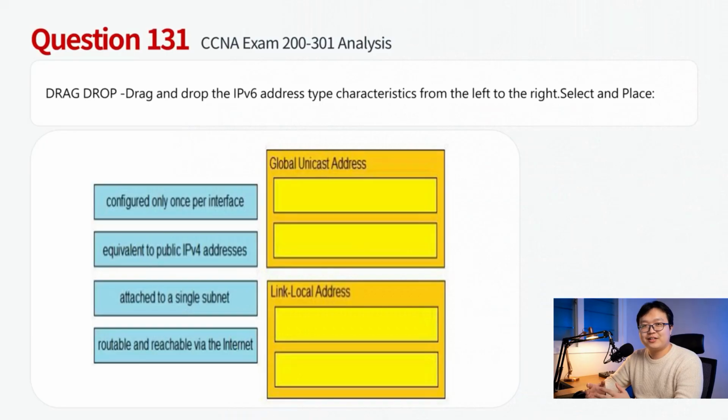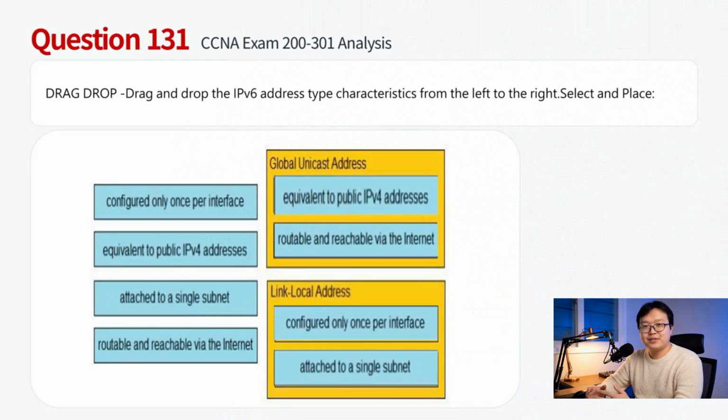Global unicast addresses are the IPv6 equivalent of public IPv4 addresses, as they are globally unique, routable, and reachable across the internet. Link local addresses, by contrast, are automatically configured once per interface, are only valid on a single local subnet, and are not routable beyond that link. Therefore, the answer to this question is shown in the figure above.